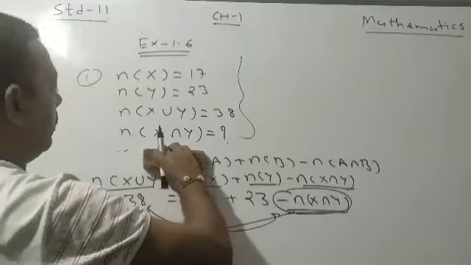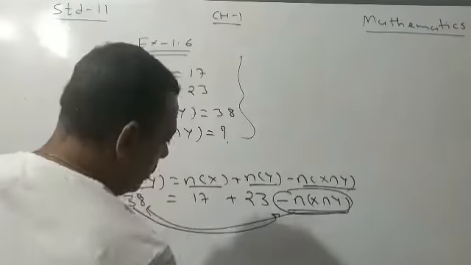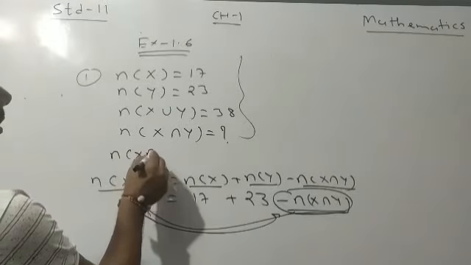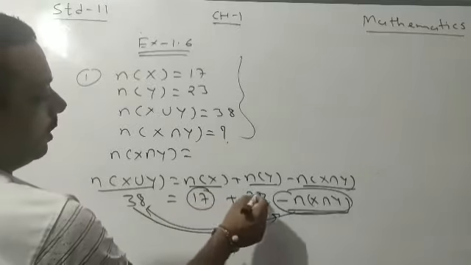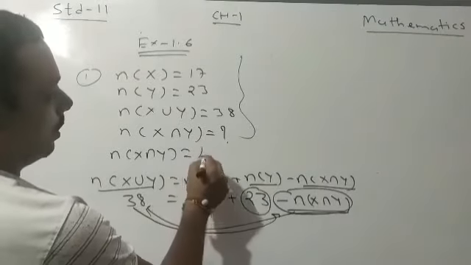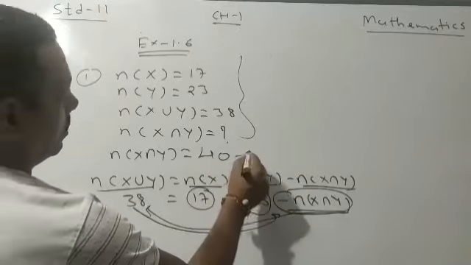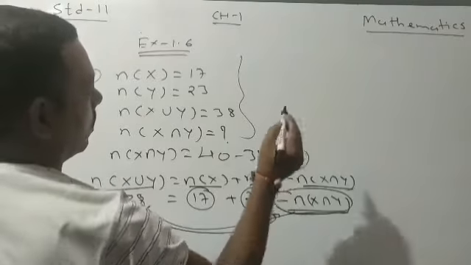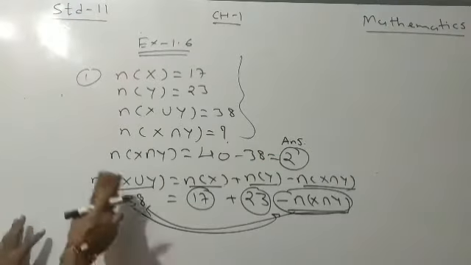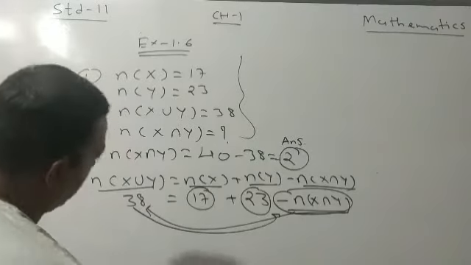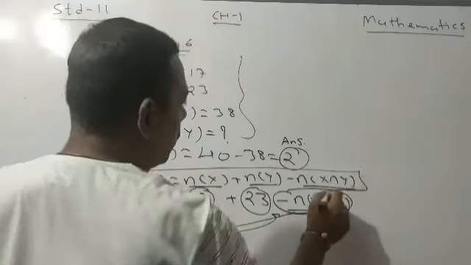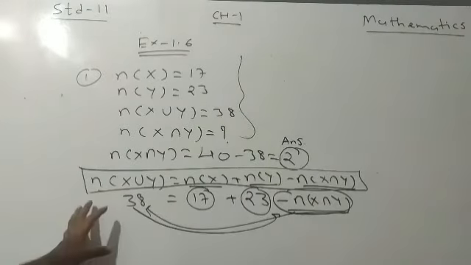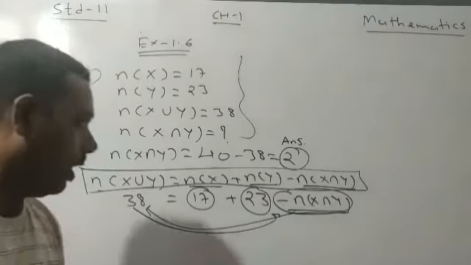So in general, you know very well, instead of A and B we will write x and y. Now again, n of x intersection y is equal to 17 plus 23, which is 40, and 38 shifted to that side, so minus 38. We will get the answer 2. This is my required answer. This is question number 1 of exercise 1.6. Now, is this clear? It is based on only the basic formula of the union of two sets. So you have to remember only the formula, and you can easily get the answer.